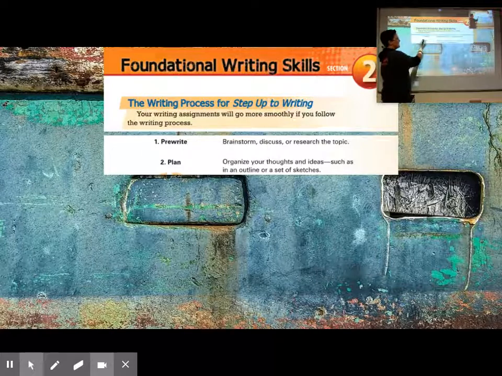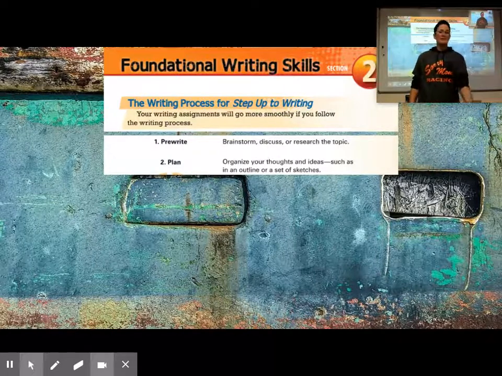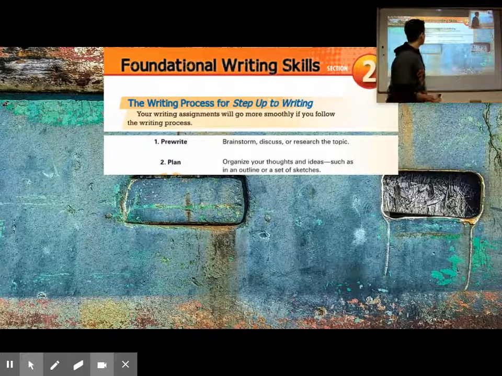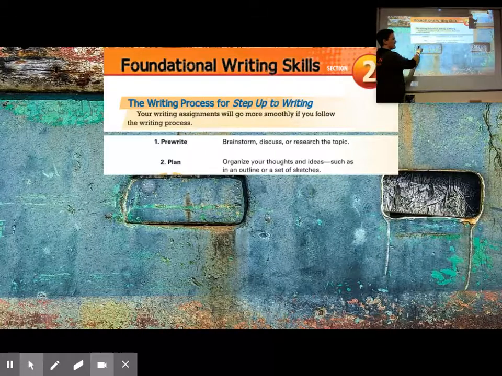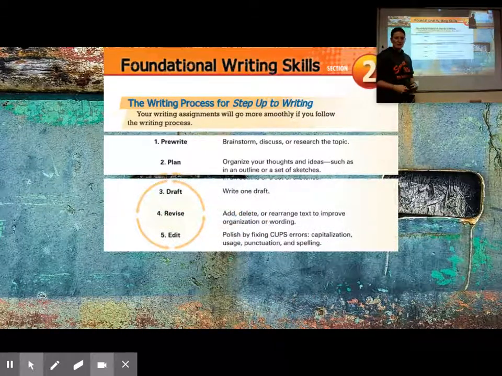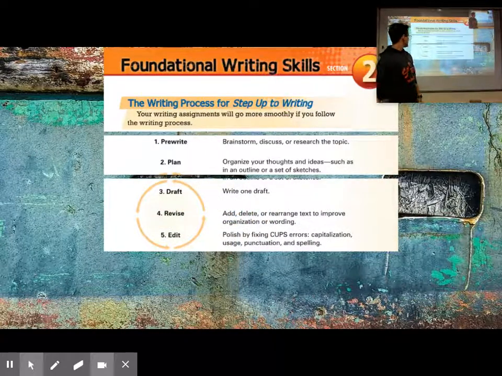Okay, so pre-writing, you brainstorm, you discuss, you talk to your friends. Maybe your friend has a phone and you say, well, why did you get a phone? Right? Do your own research there. And then plan. Put it into an outline or a set of sketches so that way you have an idea of where you're going next.